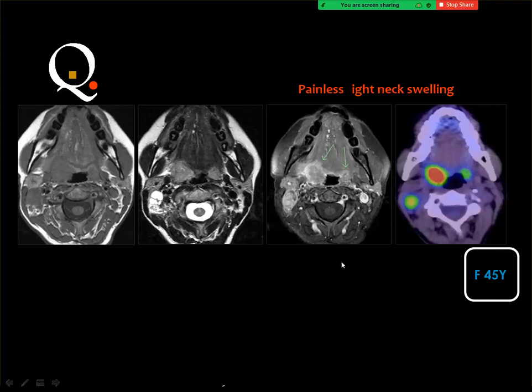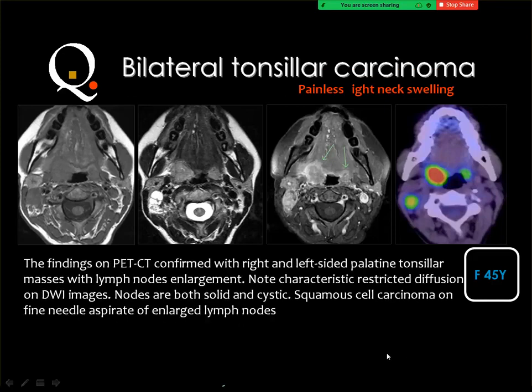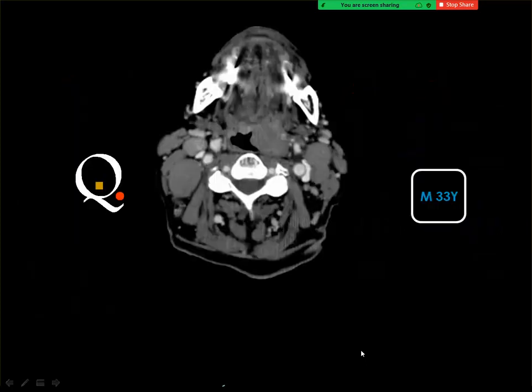Then, also, you look at the neck, searching for metastatic nodes. And as you can see here, there are necrotic metastatic nodes on the right side of the neck, which are metabolically active on PET-CT. Then the diagnosis is bilateral tonsillar carcinoma and metastatic nodes in the neck.